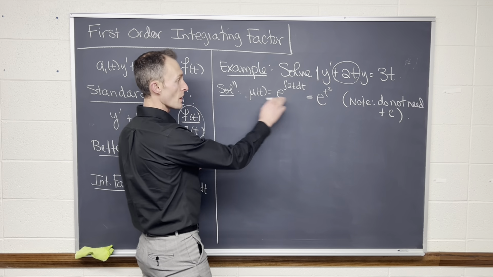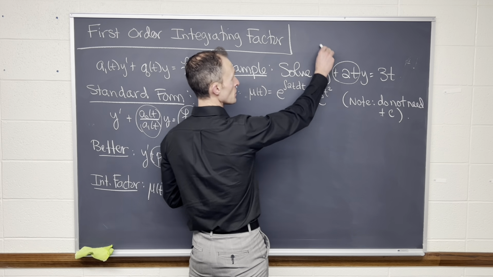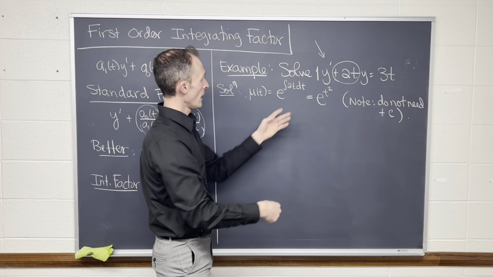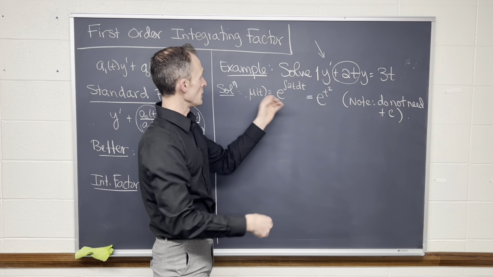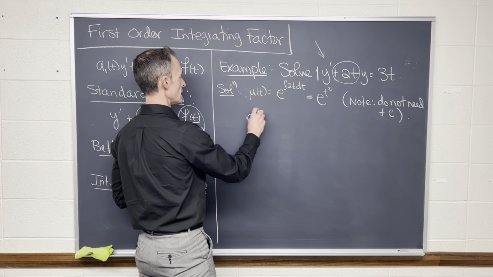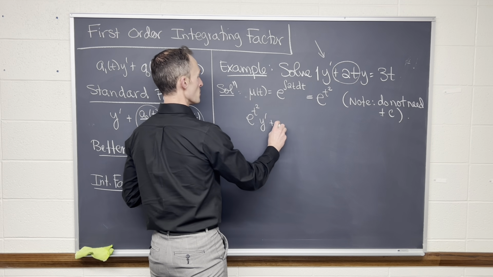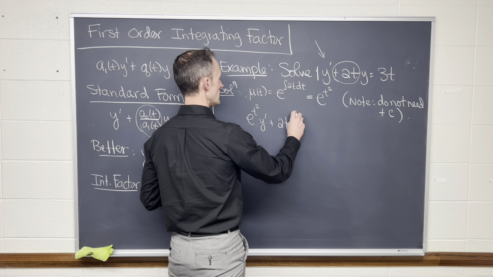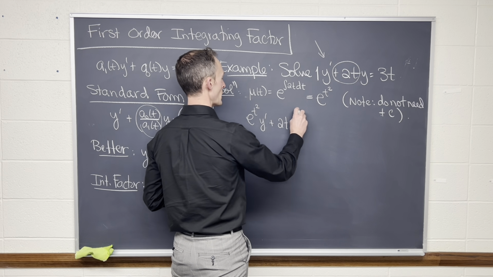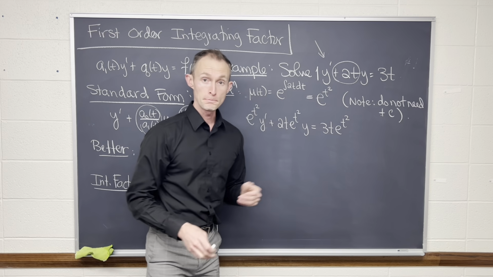The next step is, once you have your integrating factor, you go back to your standard form ODE and you multiply everything through by your integrating factor. So multiply everything through by e to the t squared. So I'm going to get e to the t squared y prime plus 2t e to the t squared y is equal to 3t e to the t squared, like that.